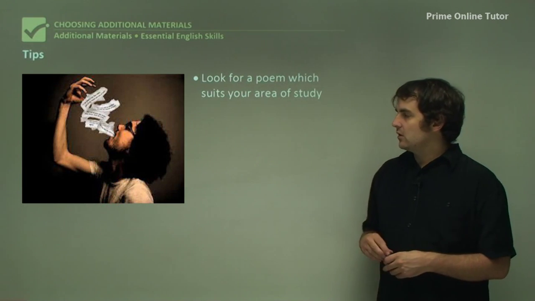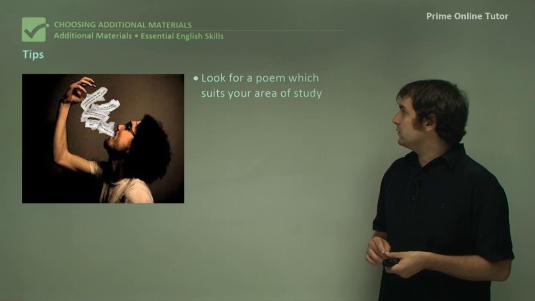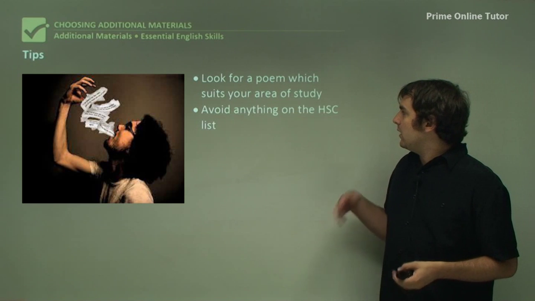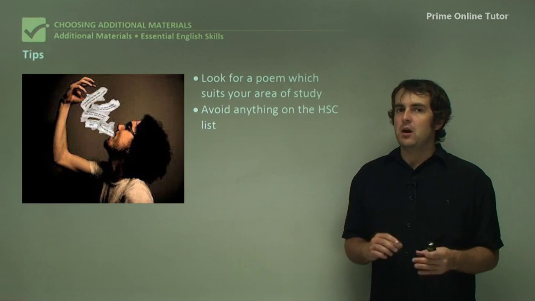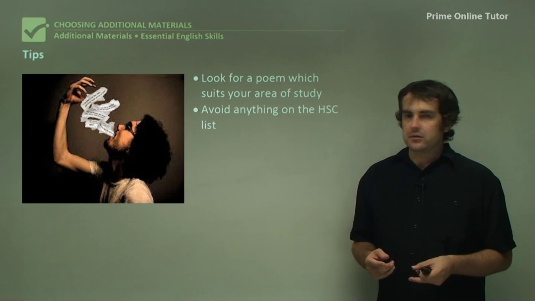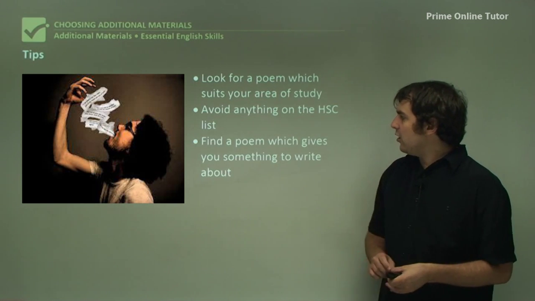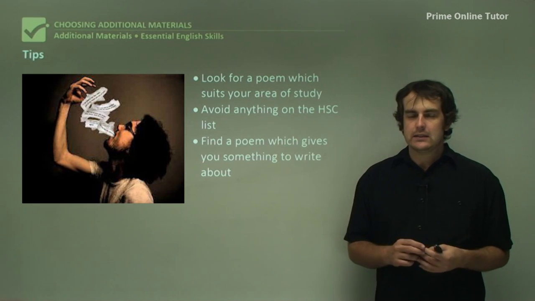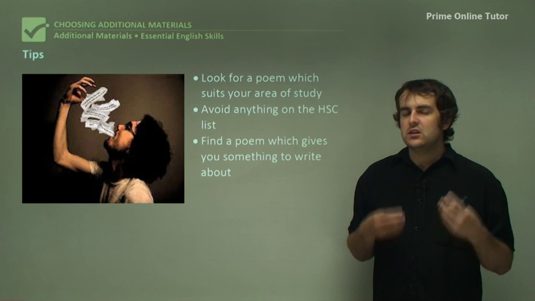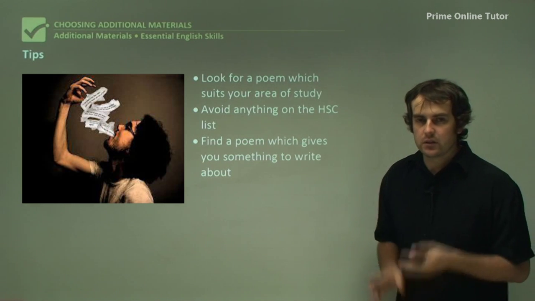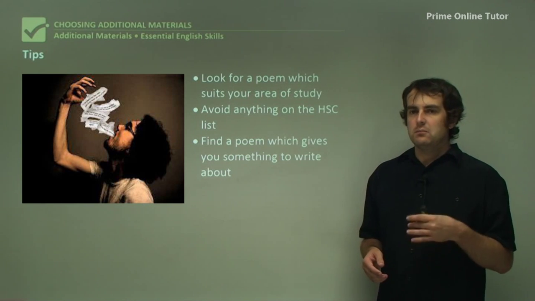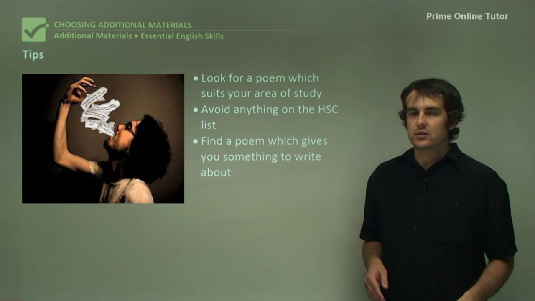Okay, some tips. How can you use poetry effectively? First of all, you look for one that suits your area of study. It's always your priority. Avoid anything on the HSC list. There are a lot of poets on the HSC list, so avoid anything by any of those poets. Find a poem that gives you something to write about. As in, not necessarily the deepest, but one that you feel you can write confidently about, that's really going to get to the heart of what your area of study is asking you to use, and what benefit your additional material is going to have.